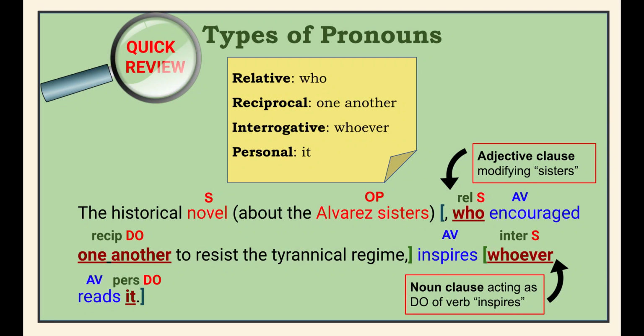The first dependent clause is an adjective clause that begins with the relative pronoun who and describes its noun antecedent, Alvarez sisters. The second dependent clause is a noun clause that begins with the interrogative pronoun whoever and acts as the direct object of the action verb inspires. Again, don't worry about identifying these types of dependent clauses right now. We'll cover them in detail in the next 2 units, but seeing them now will help you understand what those pronouns are doing.